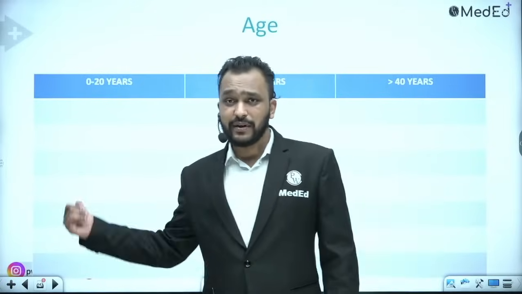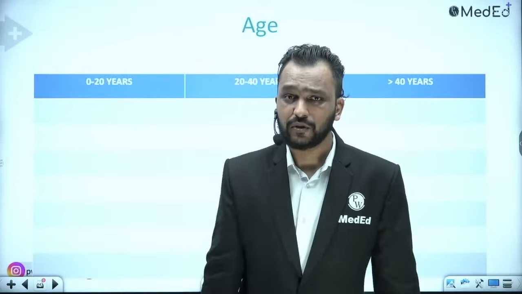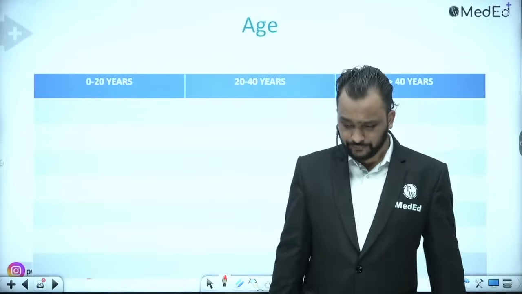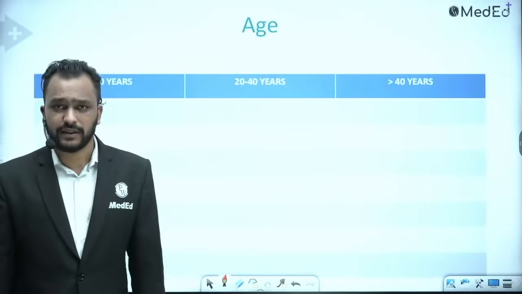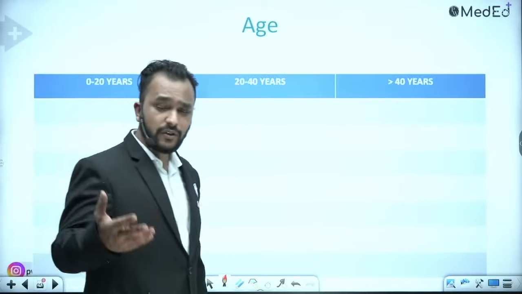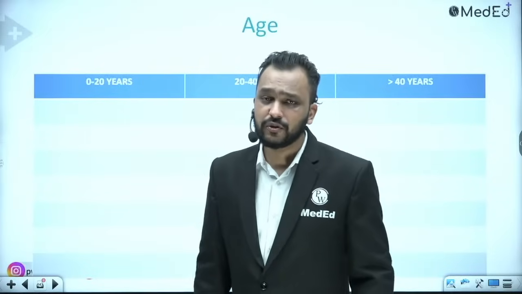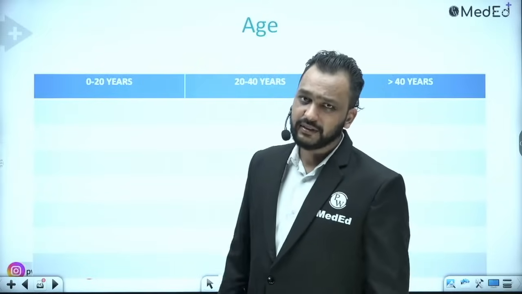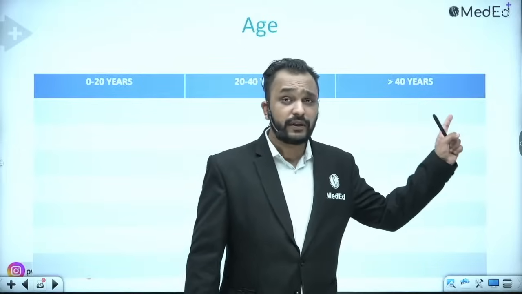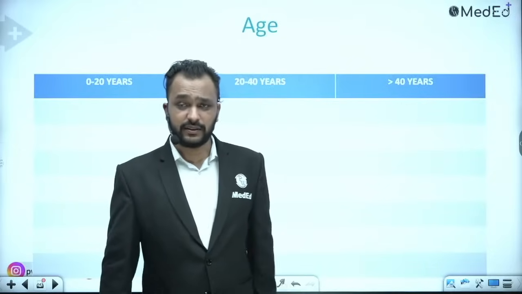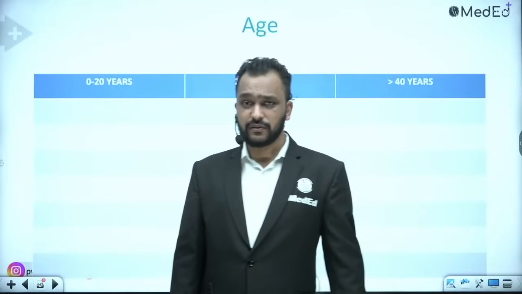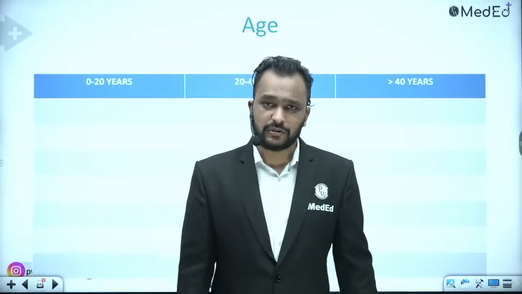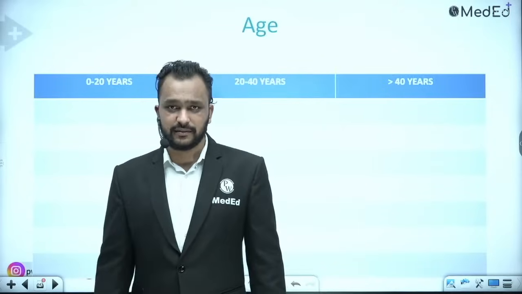Malignant tumors less than 20 years of age, very important. Osteosarcoma, and you have Ewing sarcoma. Between 20 to 40 years of age, you have enchondroma, fibrous dysplasia, then parosteal osteosarcoma, and giant cell tumor. Very important, tumors in more than 40 years of age. So remember 3 tumors which are common in more than 40 years. So this is your multiple myeloma, chondrosarcoma, and metastasis.